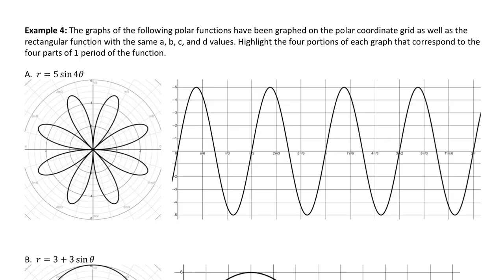Which produces a different kind of graph. We want to highlight the 4 portions of each graph that correspond to the 4 parts of one period for the function. So what I mean by that is, just like we did on the front, I want to highlight the 4 different concavities and increasing, decreasing sections of one period of the XY plane. So there's one full period, right? We have increasing concave down, decreasing concave down, decreasing concave up, and increasing concave up. And we're going to find those same corresponding pieces of this rose curve of the polar function so you can see how it is created.